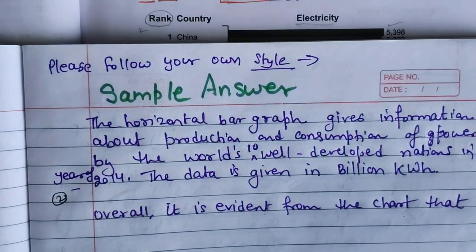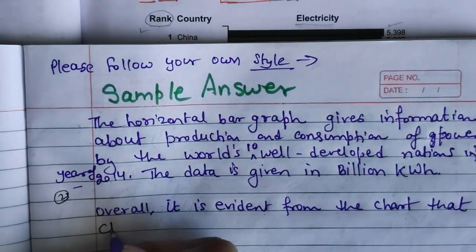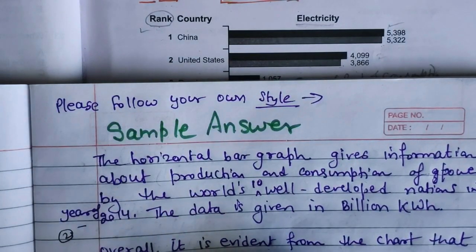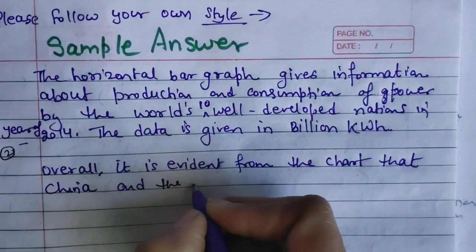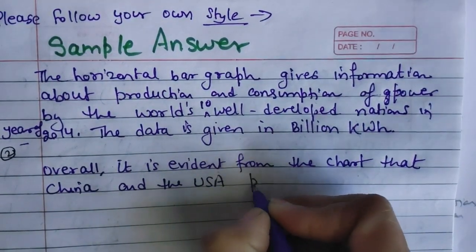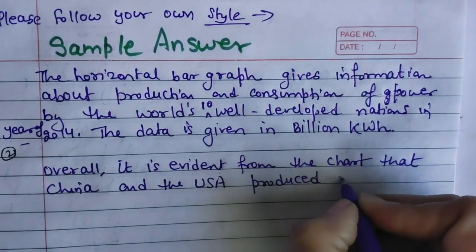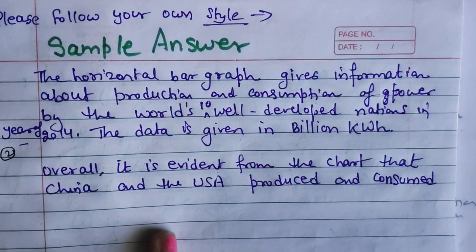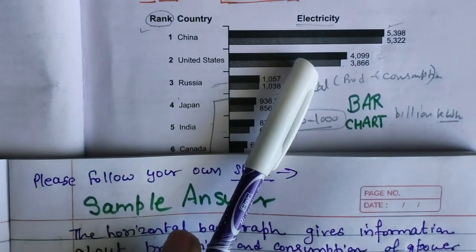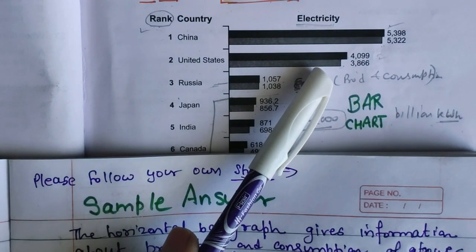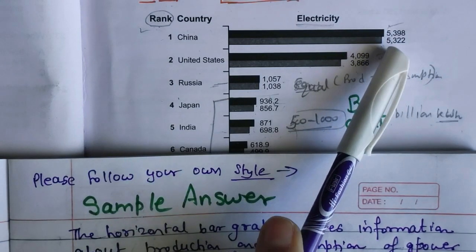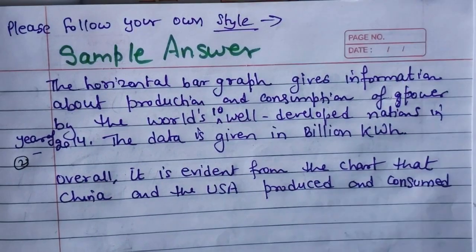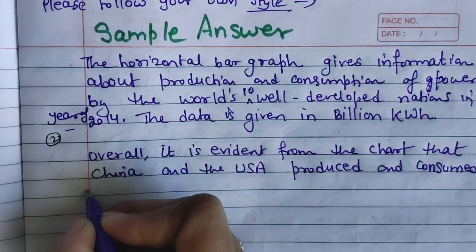It is evident from the chart that China and the USA produced and consumed the highest electricity in this world, because they are at the top and differ from the others by so much. So, produced and consumed.